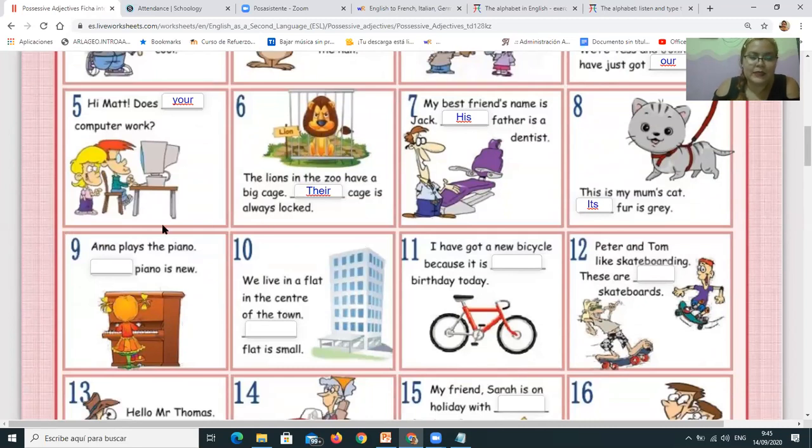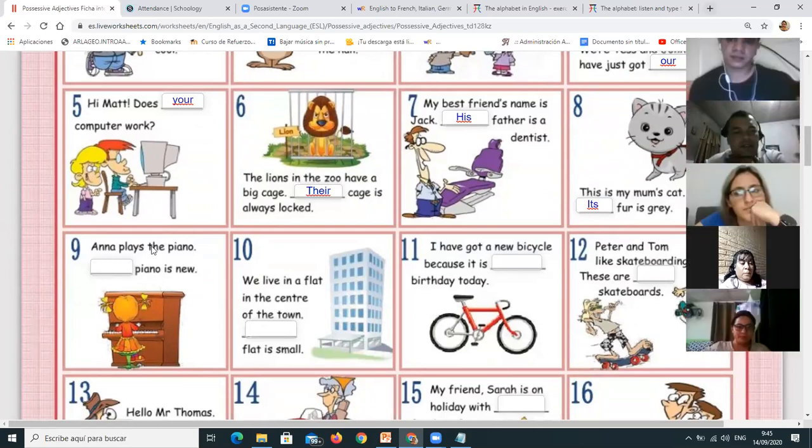Number nine. Anna plays the piano. Her piano is new. We are talking about Anna. Her, de ella. Su de ella, right?